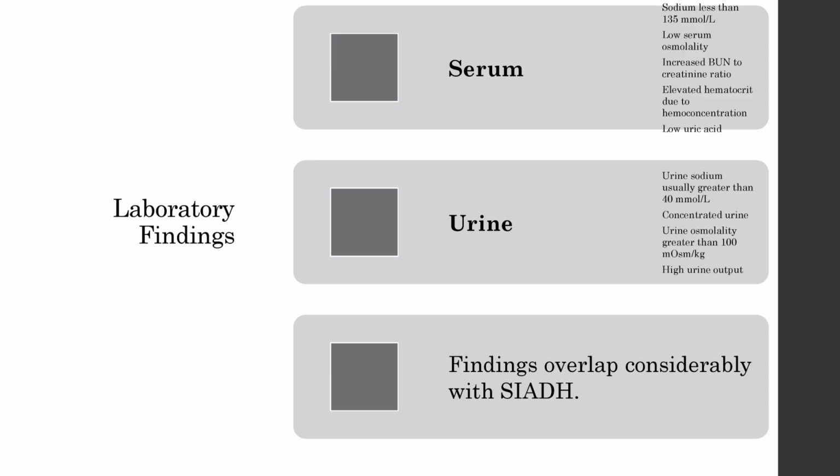Concentrated urine means that the urine has a high osmolality, despite the patient producing a large volume of urine. At first glance, this seems paradoxical because we usually associate polyuria with dilute urine. However, in CSW, the urine is not dilute because the kidneys are excreting large amounts of solute, especially sodium. Unfortunately, these findings overlap considerably with SIADH. Therefore, differentiation requires careful evaluation.